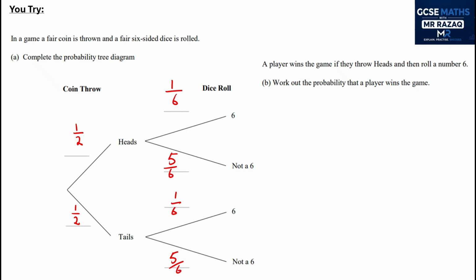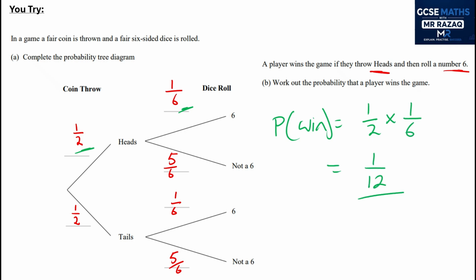Part B asks, a player wins the game if they throw heads and then roll a number 6. So you can see throwing heads is 1/2, and then rolling a 6 is 1/6. So that would be 1/2 times 1/6, which is equal to 1/12.